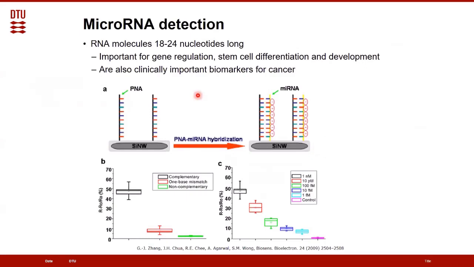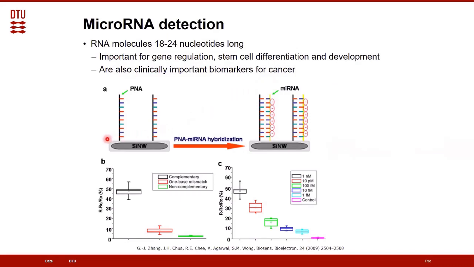There are a lot of applications for these systems. I chose two that I find very interesting. One is the detection of microRNA. MicroRNA is basically RNA that is very, very short, 18 to 24 nucleotides long, and it is important for gene regulation, stem cell differentiation and development, and also is a clinically important biomarker for cancer.